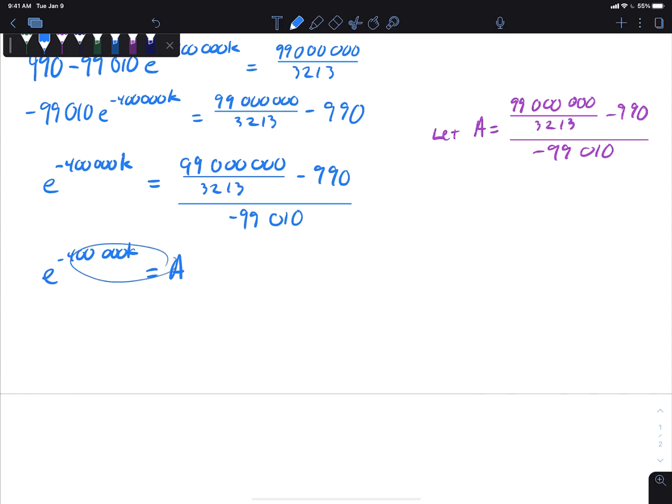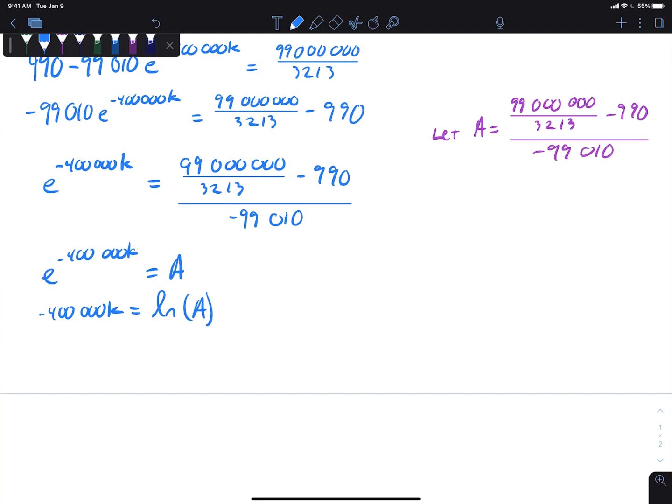And notice that this is just an exponential expression. That's all it is. So since this is an exponential, we want to go ahead and convert it into a logarithm to solve for the exponent. That means that negative 400,000 k is going to equal, now the base here is e, which means I need to use the natural log of A.